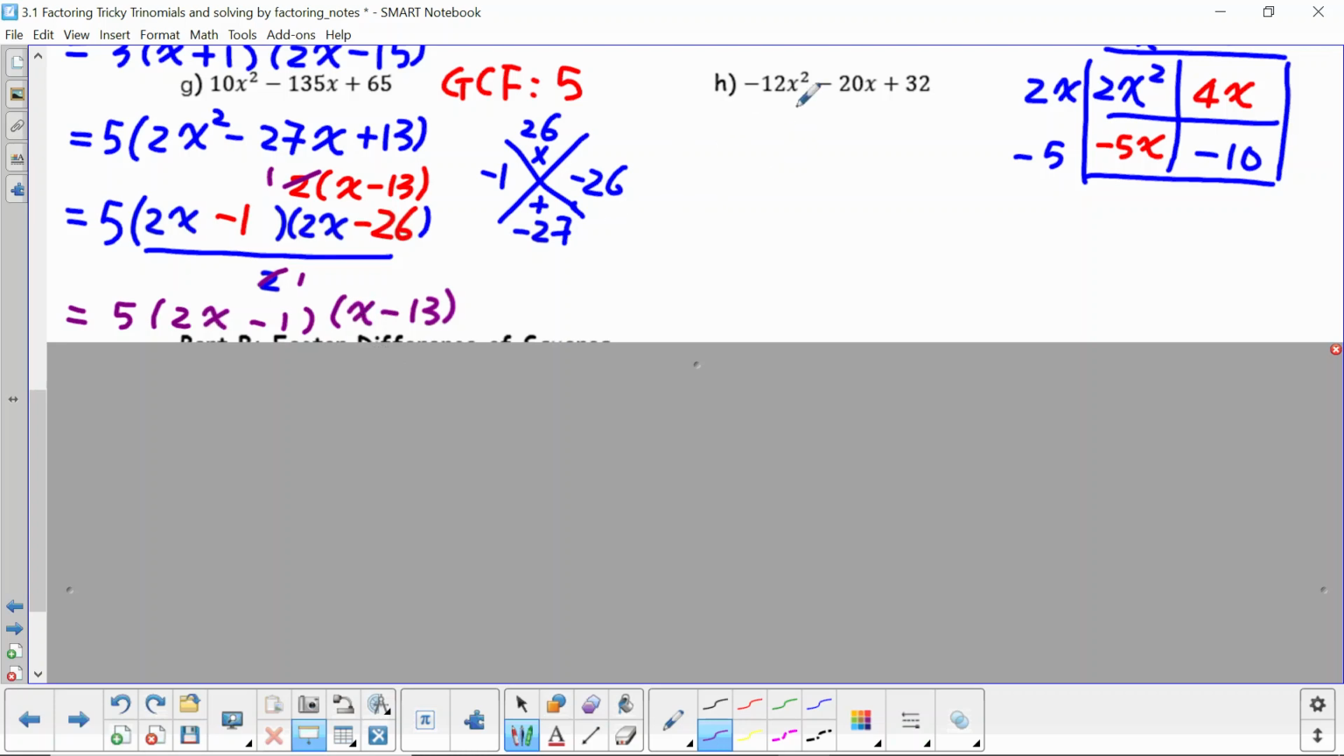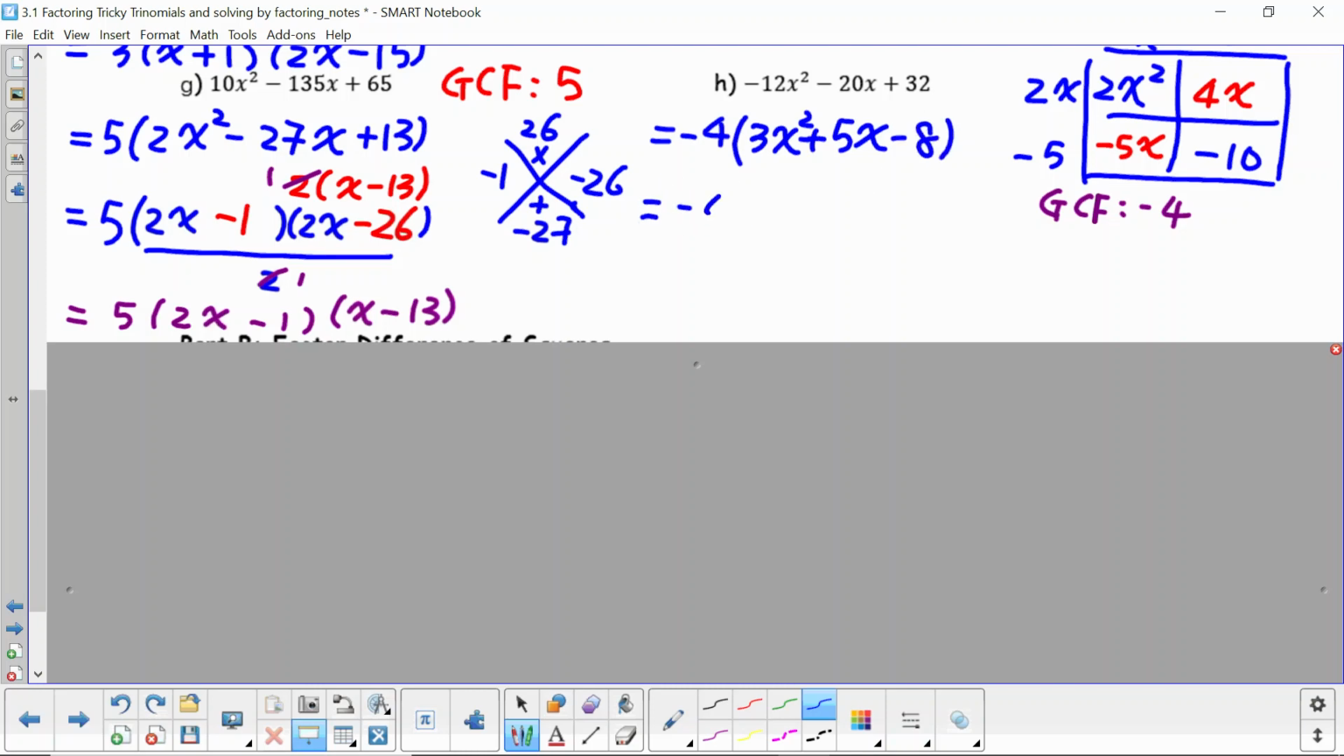So the last one, we have the common factor again. So the greatest common factor for this one is negative 4. So we put negative 4, take negative 4 out. It means negative 4 times bracket. Each term divided by negative 4. It will be 3x squared minus 5x is plus 5x. Negative divided by negative is positive. 32 divided by negative 4 gives you negative 8.